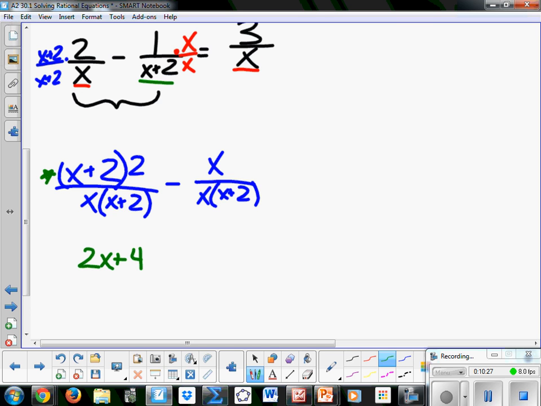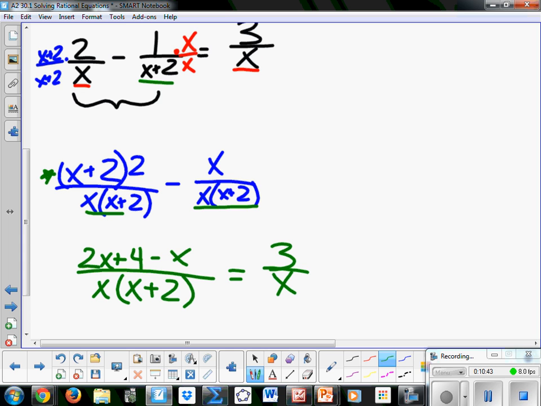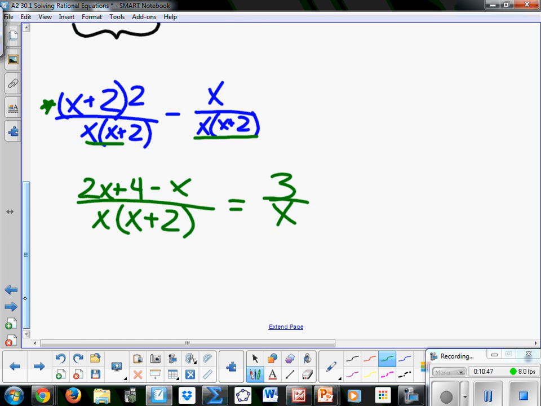And since we do have common denominators here, I'm going to combine this. So I've got 2x plus 4 minus x, all over x times (x plus 2). Okay, and this is still equal to 3 over x. We haven't done anything to that side, but I don't want to forget that that exists.